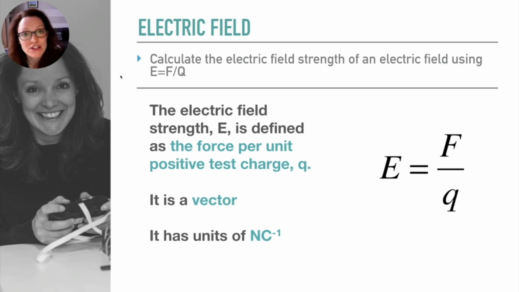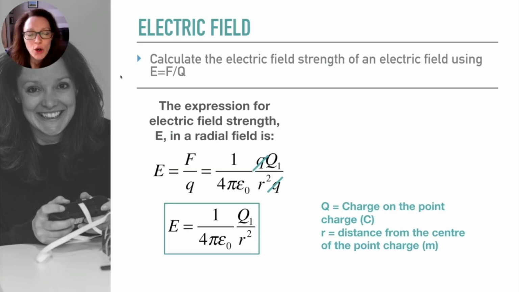But electric force has units of newtons. This electric field has units of, well, let's have a look at the formula. The formula says F over Q. So the units must be the units of F, which is newtons, over the units of Q, which is coulombs. So newtons per coulomb. Units are newtons per coulomb. Remember that definition. We can take that definition and formulate an expression for the electric field strength of a radial field.